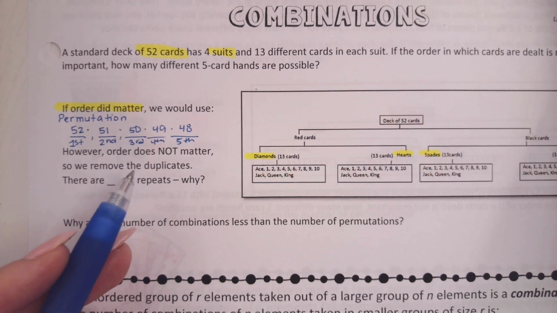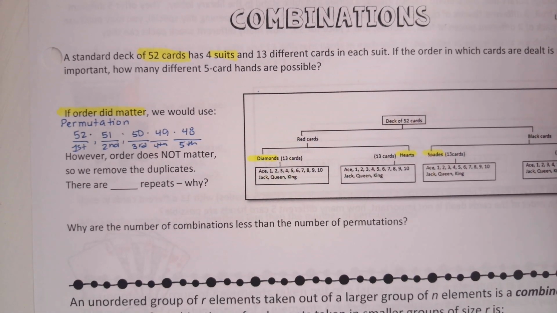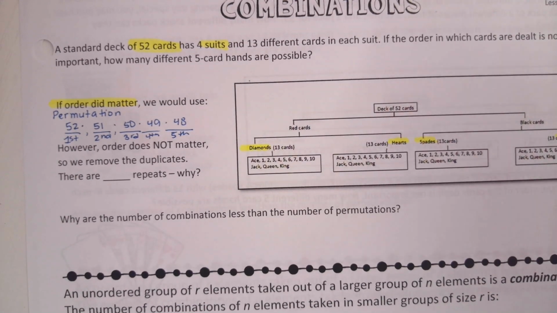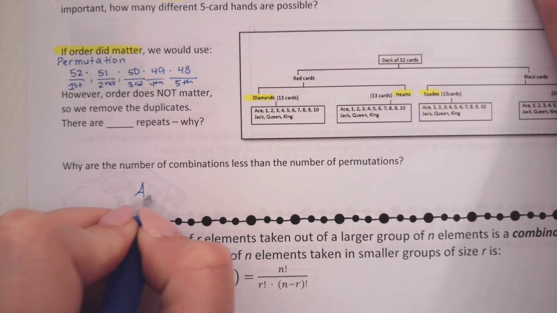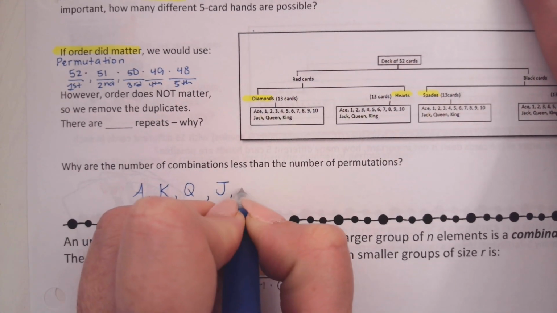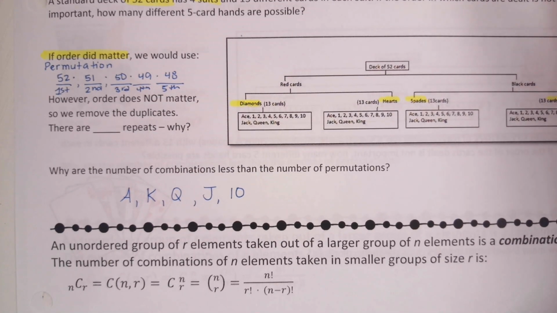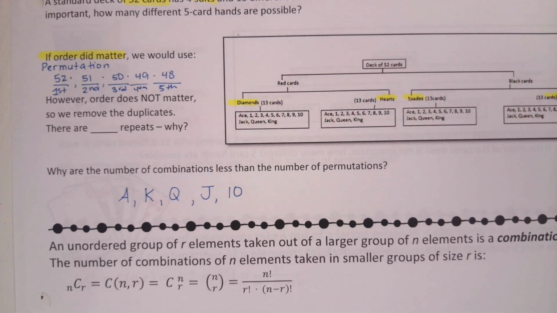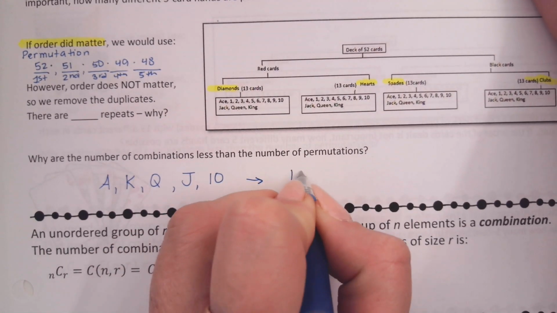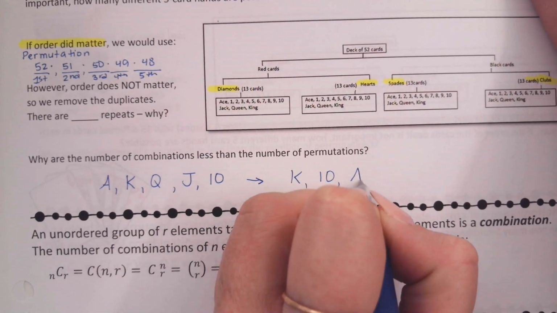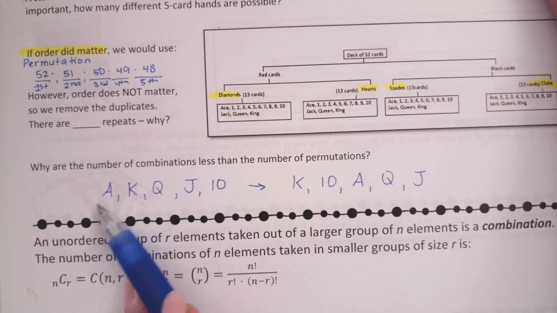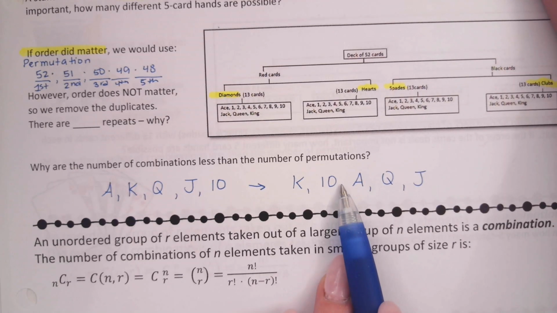The reason there are duplicates is because, think about if you have 5 cards in your hand. Okay, so say you have, I'm going to write them down. Say I have an ace, a king, a queen, a jack, and a 10. If I were to rearrange those cards in my hand and I hold them as a king, a 10, an ace, a queen, and a jack, are these the same hands? Yes, these are the same hands.